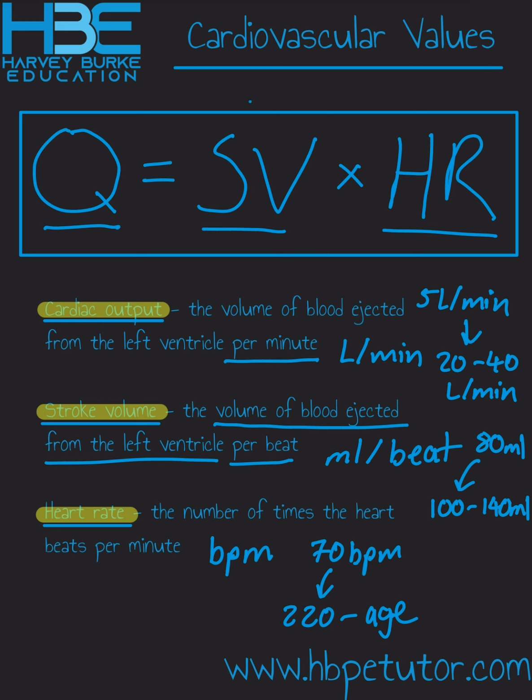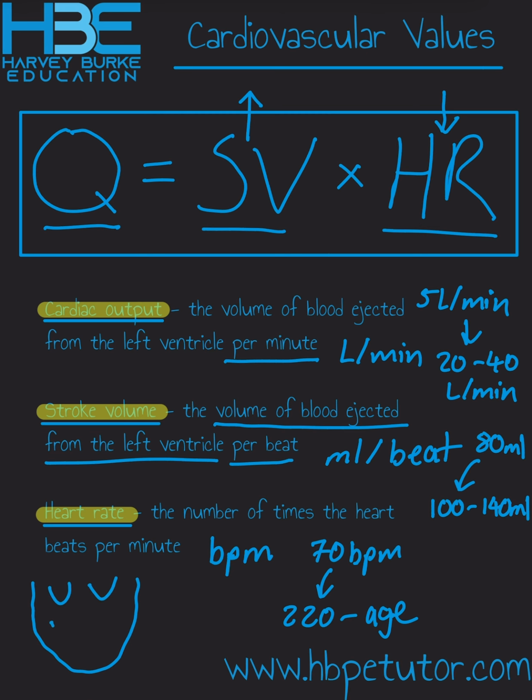And a trained athlete would always have a higher stroke volume, and that would result in them having a lower resting heart rate. And if they ask about why any of these three are different between trained and untrained, the answer is always to do with cardiac hypertrophy.